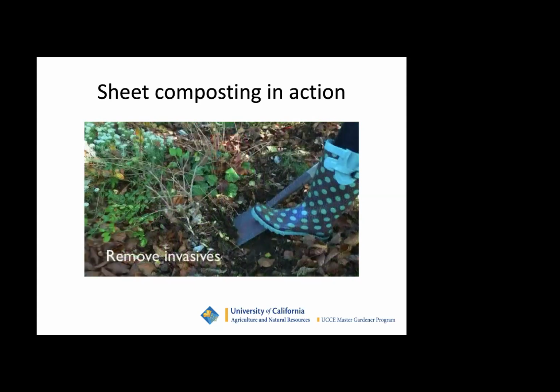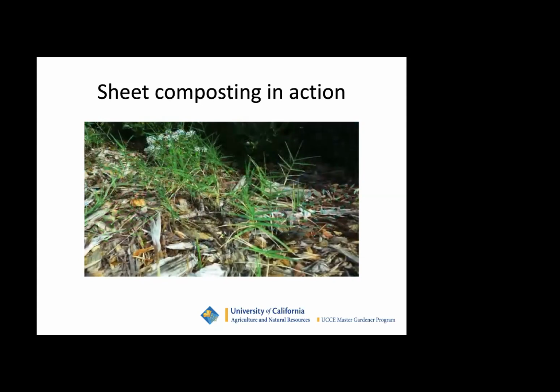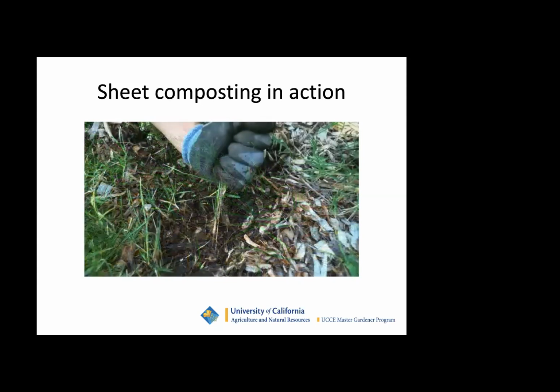Now, some plants are going to need to be removed before sheet mulching, such as invasive plants that spread by rhizomes, bulbs, or that resprout from extensive root systems. Some examples include blackberries, oxalis, horsetails, kikuyu, and Bermuda grass. When removing these invasive plants from around plants that you will be keeping, be careful that you don't damage the roots of the plants that you are keeping.